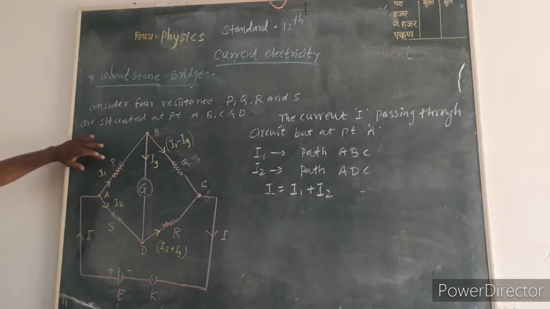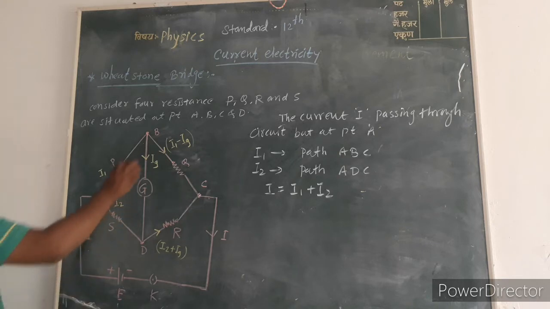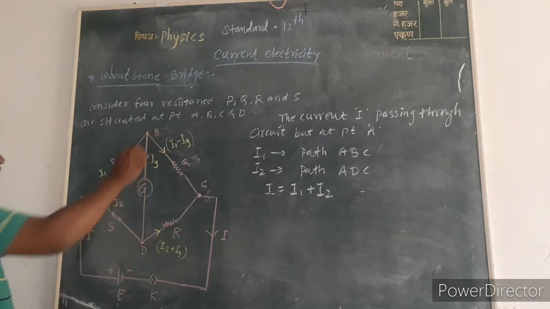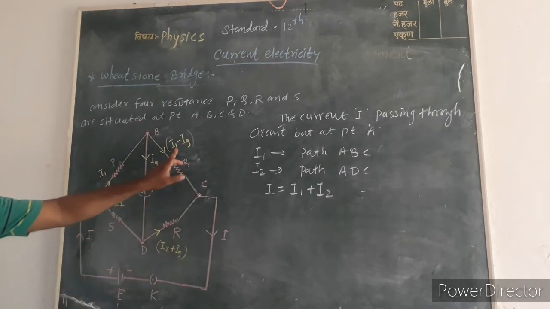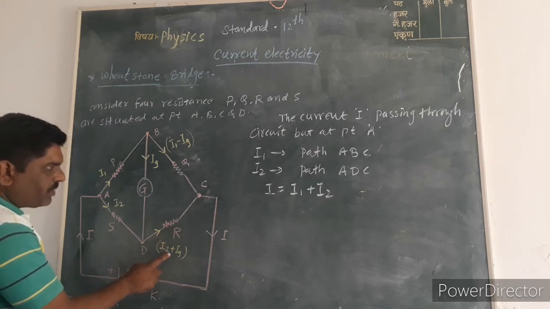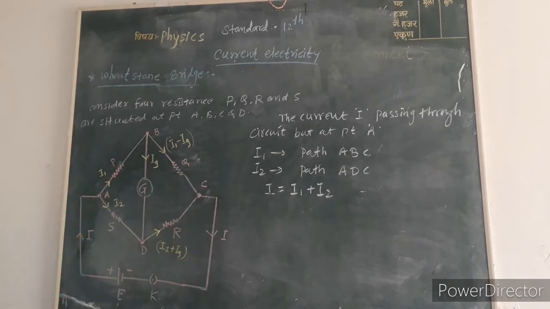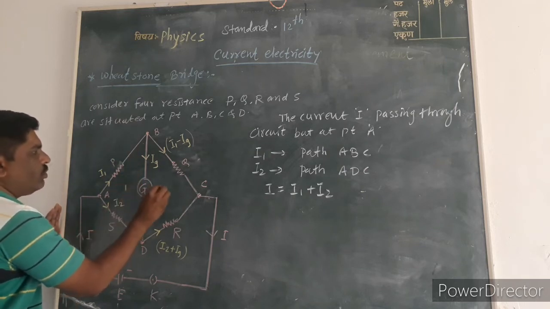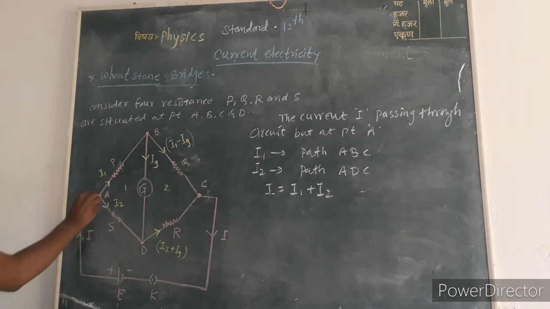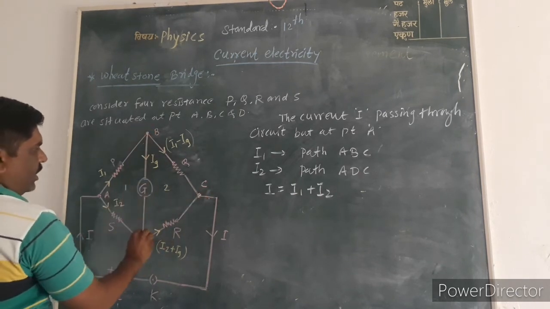The current passing through resistance P is I1. The current passing through resistance S is I2. The current passing through the galvanometer is IG. The current passing through resistance Q is I1 minus IG. And the current passing through resistance R is I2 plus IG. That is, the current at point A and at point C is the same. In the figure, because of the galvanometer, there are two loops. The first loop is A, B, D, A, and the second loop is C, B, D, C.